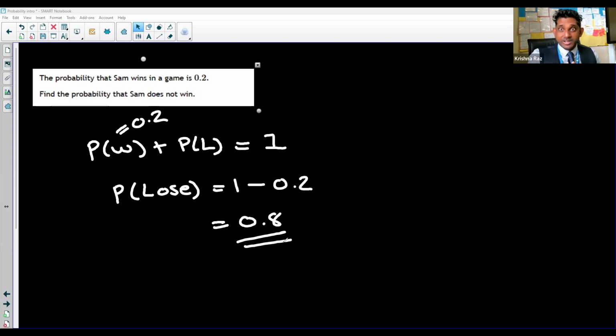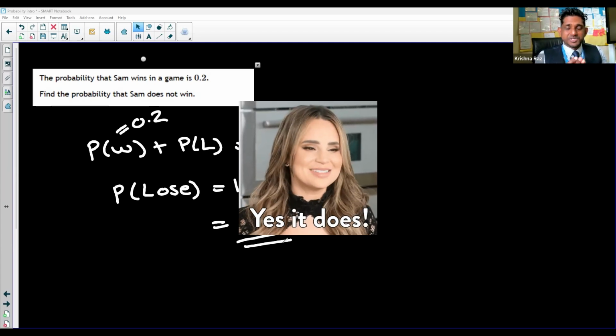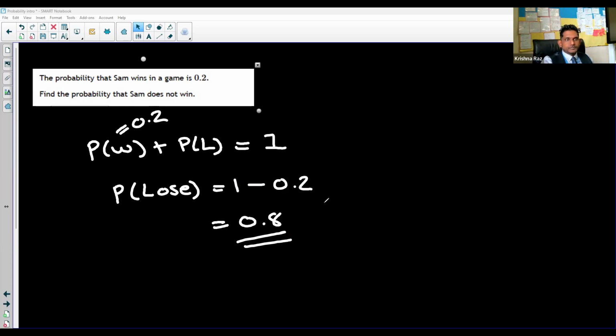In the first few questions, we've really used the fact that probability adds up to 1. So it can never be more than 1 or less. Once you've considered all outcomes, it should add up to 1. Let's go to our next one.